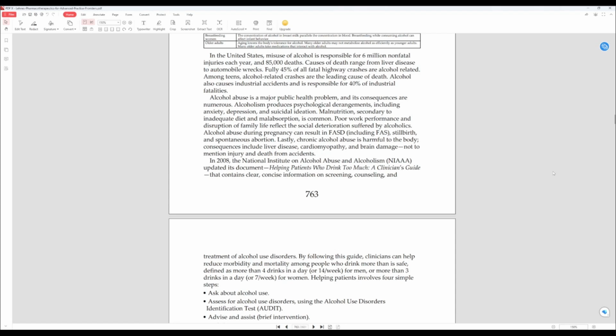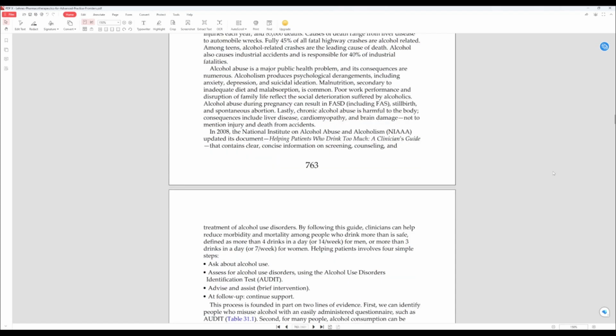Alcohol abuse is a major public health problem, and its consequences are numerous. Alcoholism produces a psychological derangement, including anxiety, depression, and suicidal ideation. Malnutrition, secondary to inadequate diet and malabsorption, is common. Poor work performance and disruption of family life reflect the social deterioration suffered by alcoholics. Alcohol abuse during pregnancy can lead to FASD, stillbirth, and spontaneous abortion.